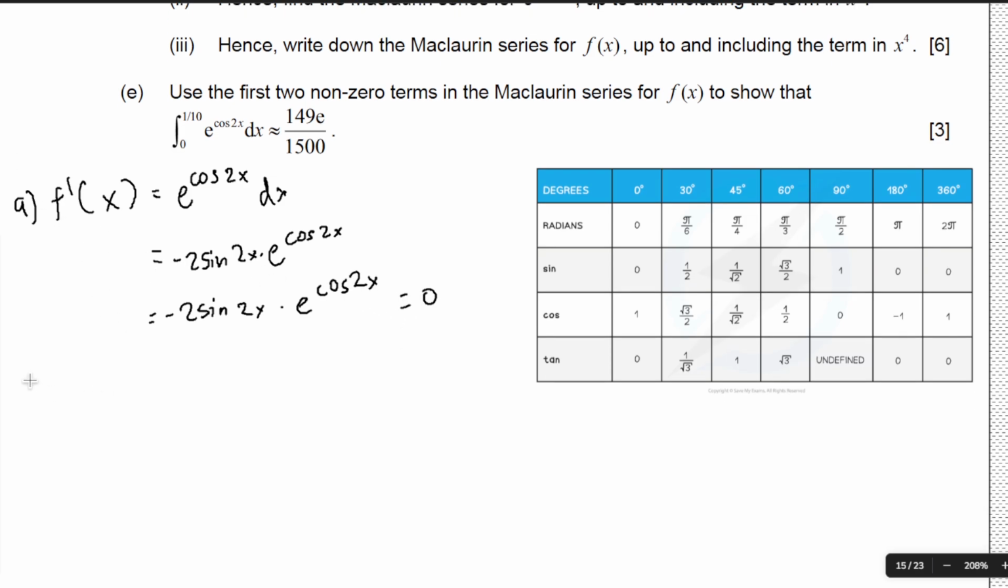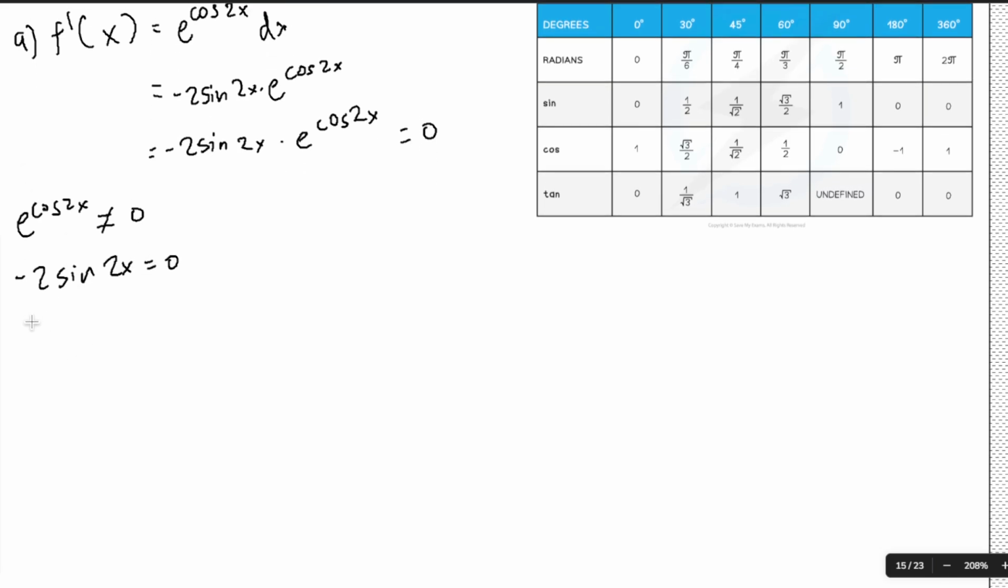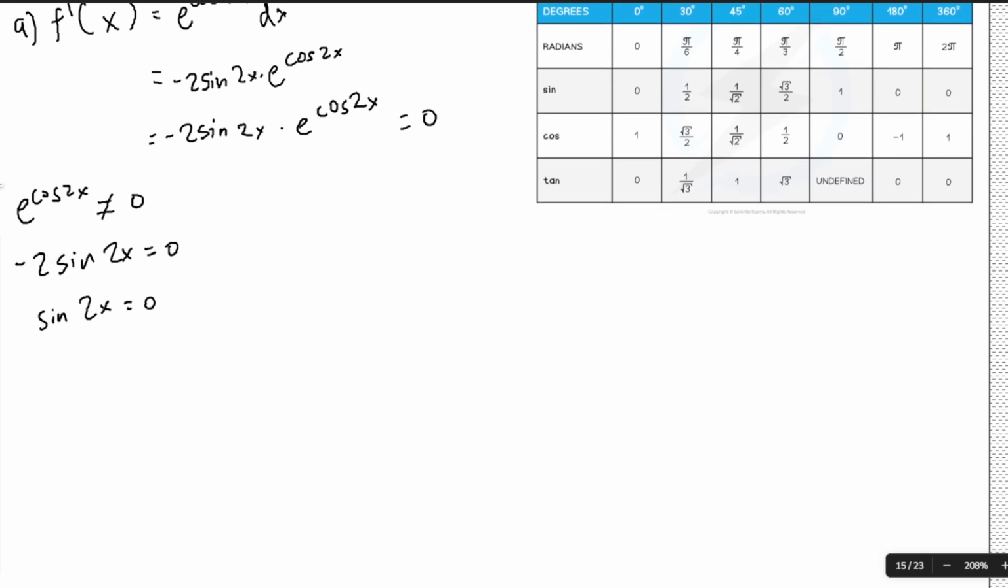And so we know that minus 2 sine 2x times e power cos 2x is equal to 0. Okay? But e power cos 2x cannot equal 0. We just have to remember that. And so we just choose the other factor. So this is minus 2 sine 2x is equal to 0. And we move minus 2 to the other side, so we would have sine 2x is equal to 0. So what are the values of x so that sine 2x would equal 0?